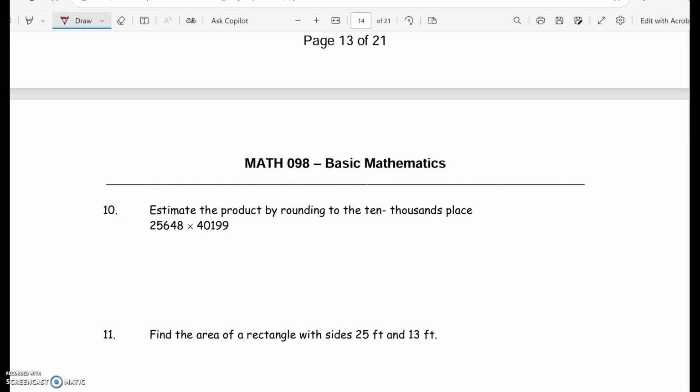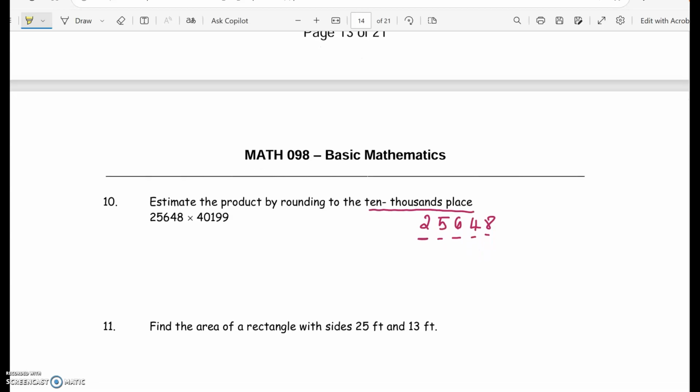So we're going to find an estimate first. Let's see. We're going to round it to the 10,000s place. Now let's see. This is ones, tens, hundreds, thousands, 10,000. So this is the digit I'm interested in. That's where I want to round it to.